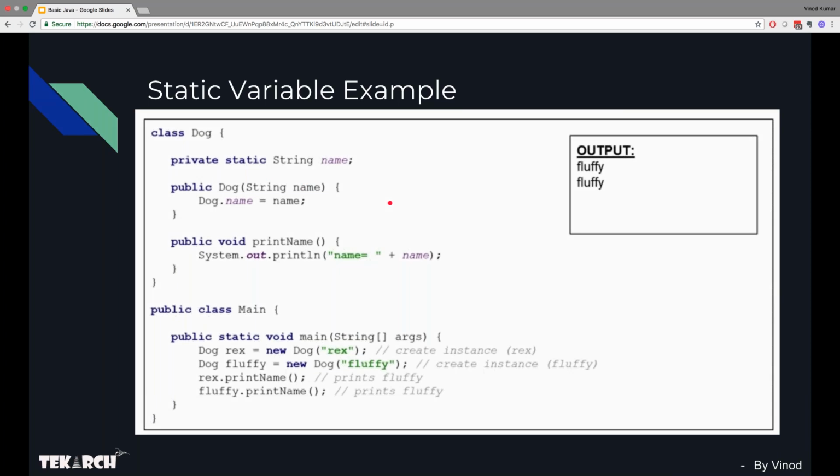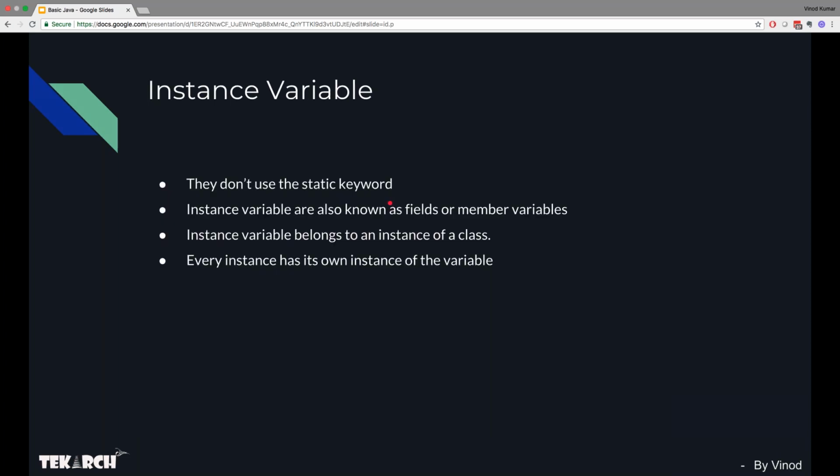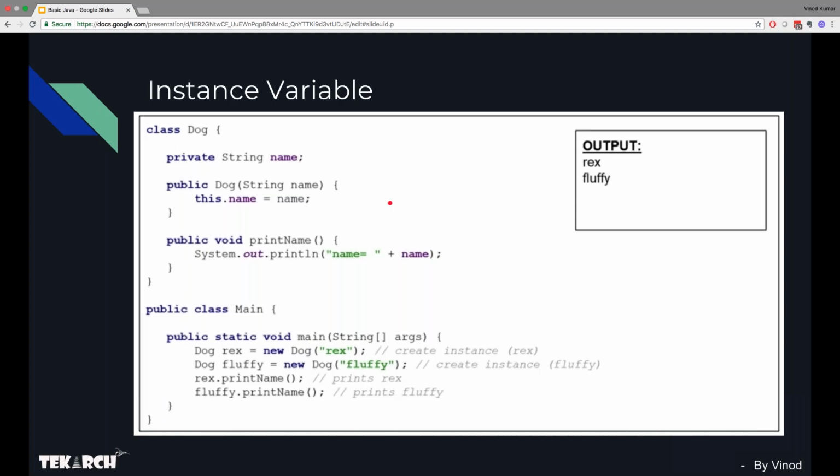Vinod, I have a question. Why does it come out as Fluffy and not Rex? You're clear with this one? This is a normal example where you have a dog class. You have Rex and Fluffy. First time you set Rex and next time you set Fluffy. Now Rex.print name will print Rex, Fluffy.print name will print Fluffy. But when you say a variable to be static, all the instances of it will carry the same value.